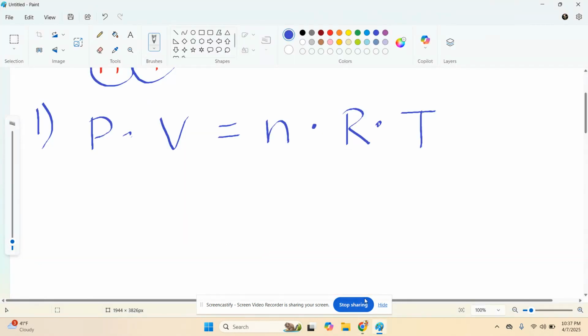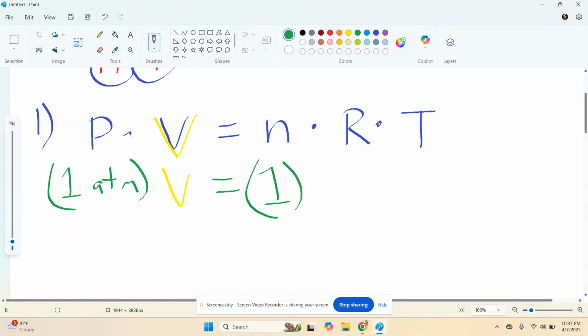So plugging that in. The pressure is 1 atmosphere. We're trying to solve for the volume. The number of moles is 1 mole. The temperature is 273 Kelvin. Now we're left with the R value.